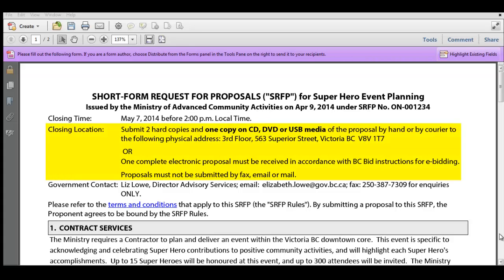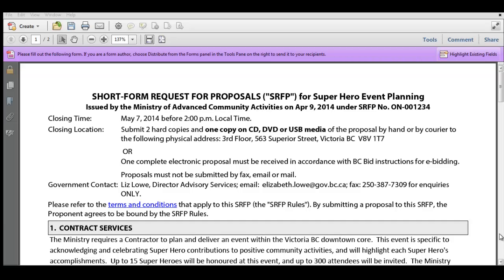We then go to the closing location. The SRFP is going to tell you how to submit your proposals. In this case, we're asking for 2 hard copies and 1 copy on CD, DVD, or USB. That just enables us to use your electronic copy to search for documents, and if you're successful, to help us create the contract that will result. The other option, you'll see it says or. It then says 1 complete electronic proposal received in accordance with the BC Bid instructions. This particular SRFP is giving you an option. You can submit in hard copy or through the e-bidding option that's available on BC Bid.